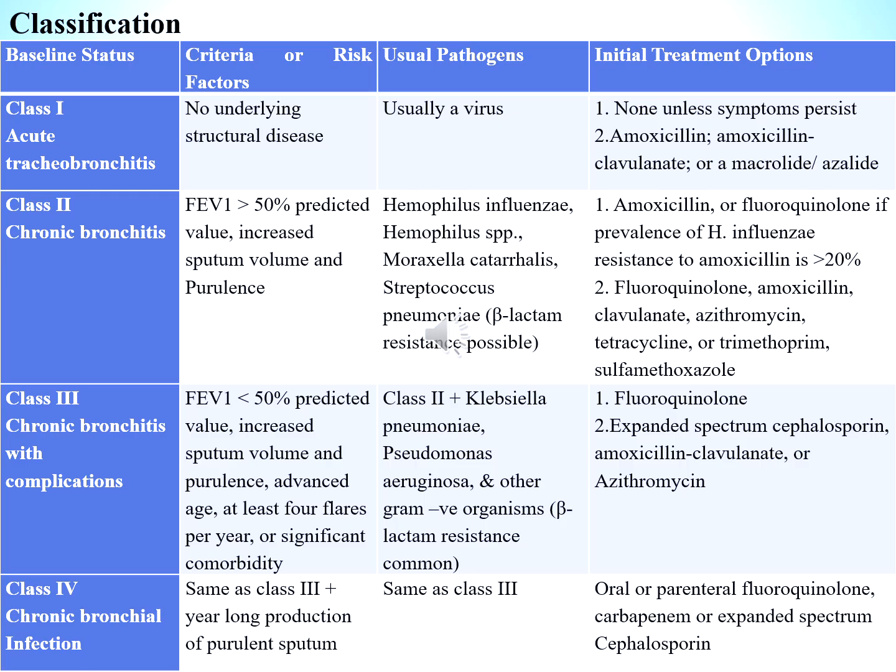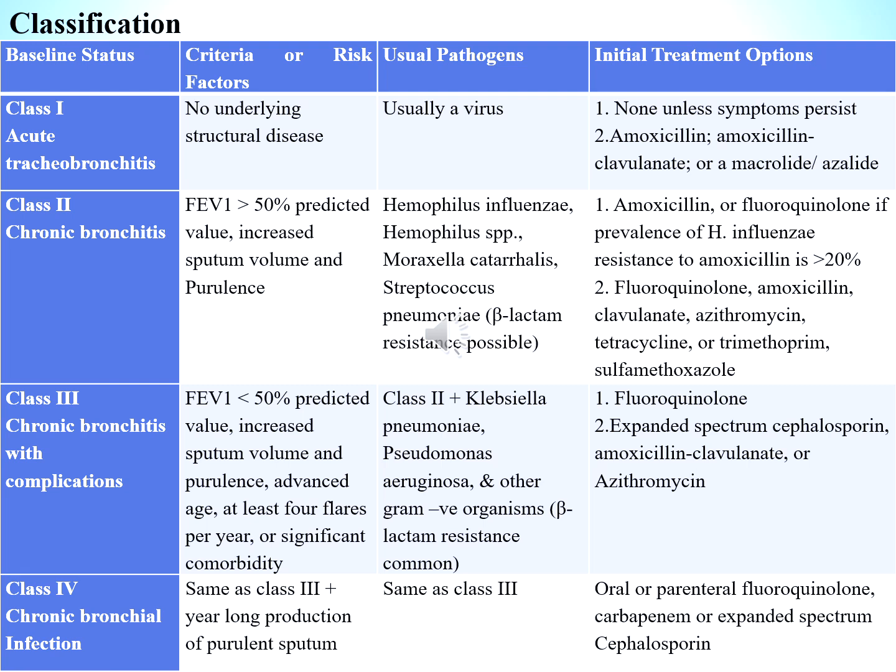Based on the classification, chronic bronchitis is classified into class 1, class 2, class 3 and class 4. Class 1 category is acute tracheobronchitis. The criterion for acute tracheobronchitis is that no underlying structural disease is there. Usually viruses are the pathogens, and the initial treatment is amoxicillin; amoxicillin-clavulanate or macrolide antibiotics can be given.